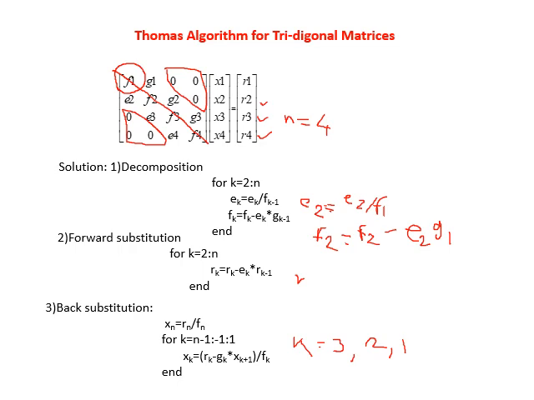Then you put k equal to 2, then x2 is equal to r2 minus g2 into x3, upon f2. That will give you x2. Similarly, x1 will be equal to r1 minus g1 into x2, divided by f1. So this will give you x4, x3, x2 and x1 respectively. That step is called the back substitution.